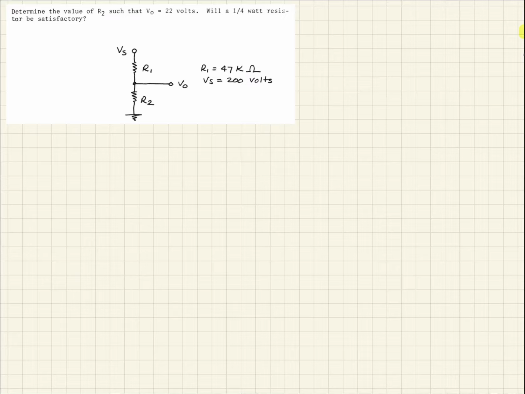So in this example, we're given a simple voltage divider circuit, and we're given some of the values. We know that R1 is equal to 47 kiloohms. We also see that the supply voltage is equal to 200 volts. And now they're asking us to determine what value of R2 we need to put in this circuit so that our output voltage here will be 22 volts.